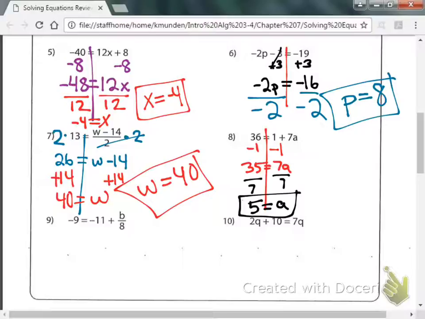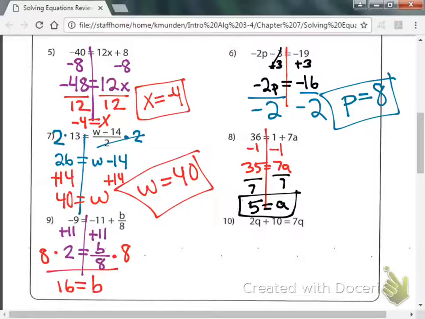Alright, number 9, we need to subtract negative 11. Minus a negative is the same thing as addition. So I'm actually just going to write plus 11. So 2 equals b over 8. How do you get rid of b divided by 8? You multiply by 8. So 16 equals b, or b equals 16. It doesn't really matter, whichever way you prefer.